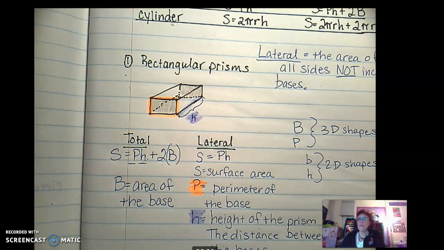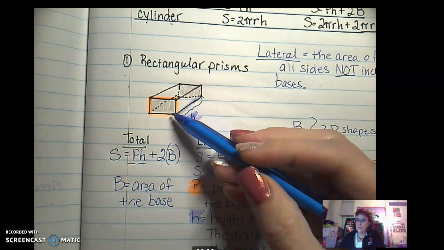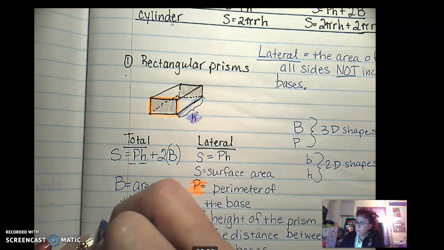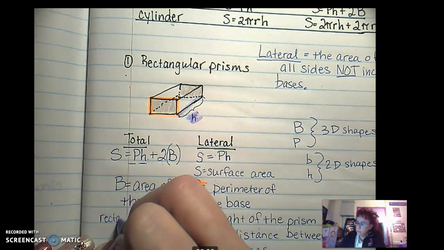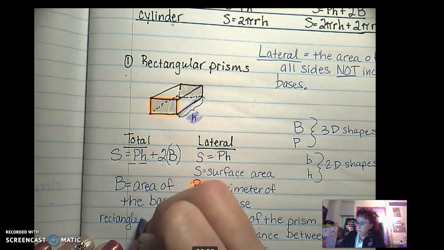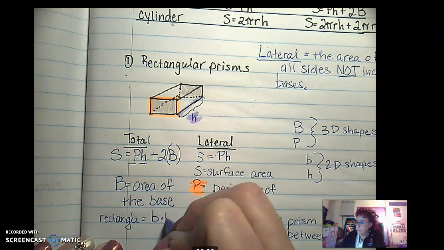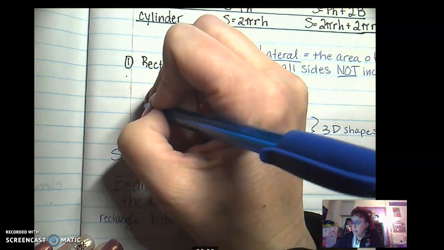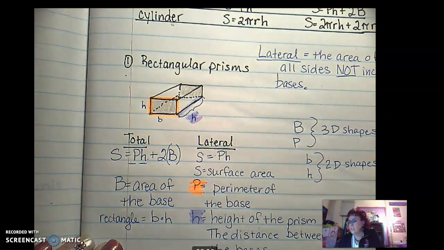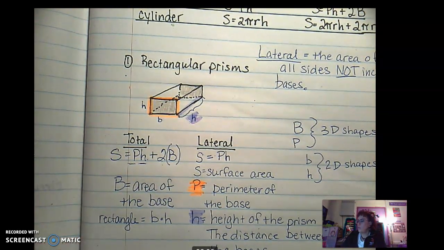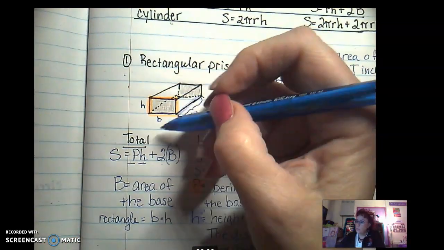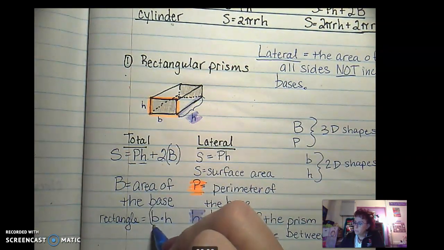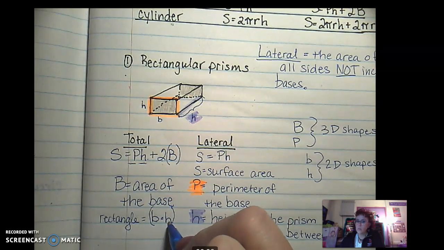Area of the base. So this base is a rectangle, and so finding the area of a rectangle is just base times height. Ooh, we got two H's now. So you would be multiplying to find big B. You'd be multiplying base times height, or length times width.